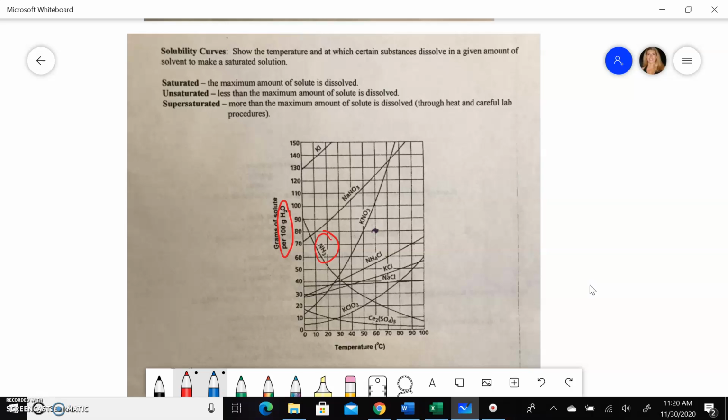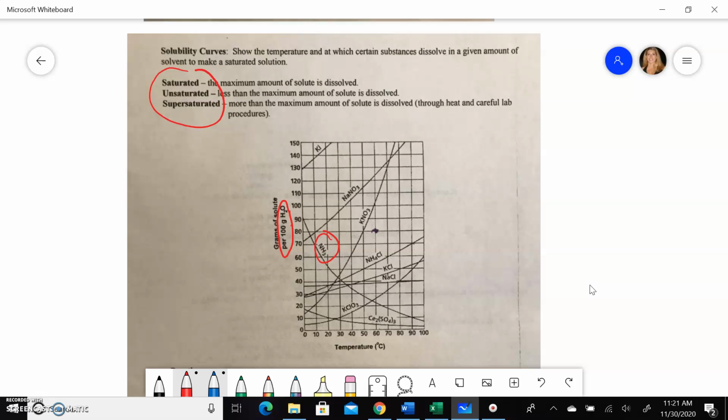There are a few words up here you want to be familiar with. Saturated has to do with the maximum amount of solute that's dissolved. Unsaturated means you don't have the maximum. And then usually when you have a saturated solution, like let's say you like your tea really sweet, so you dissolve as much sugar as you can. Once it becomes saturated, if you add more sugar, the sugar will just sink to the bottom. It won't actually dissolve into the tea.